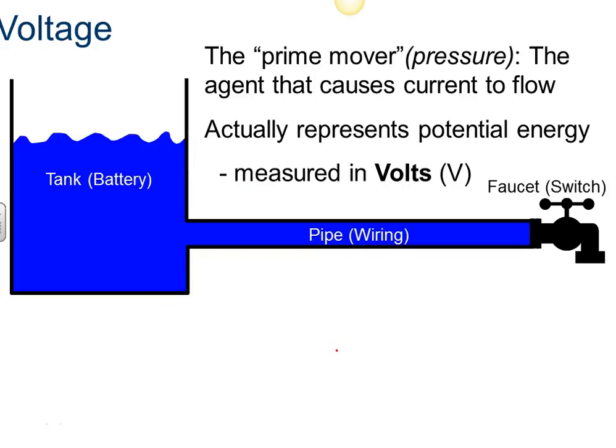Okay, voltage is the next quantity that we would want to look at. Voltage is the prime mover. It's what makes current flow. It's the push. So it's the agent that causes current to flow. It actually represents potential energy, and it is measured in volts. Sometimes you'll see this as a force or an electromotive force, but it is not really a force in the formal definition of force. So we'll call it a prime mover. It's something that gives the conditions under which current can flow.